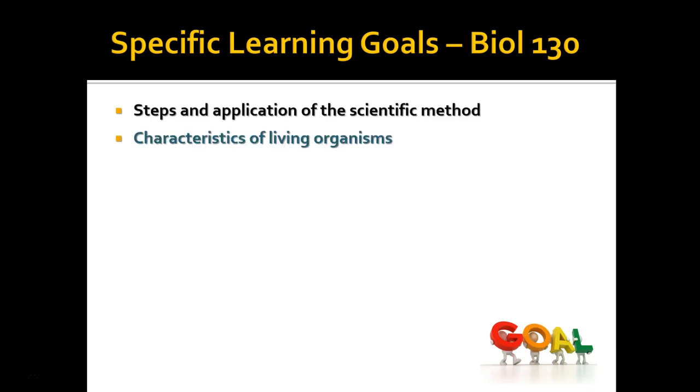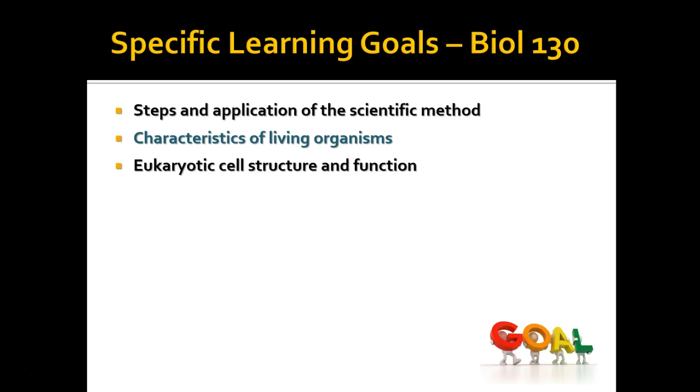So if you want to look at specific learning goals, like I said, we're going to be applying the scientific method. Then we're going to look at the characteristics of living organisms, and part of that is going to be looking at the cell structure of what we call eukaryotic cells. So we are eukaryotic organisms, humans. Bacteria are a different kind. They're called prokaryotic, and they're relatively simple, whereas eukaryotic cells are a little more complicated. And that, I believe, is going to be Chapter 2 or Chapter 3.